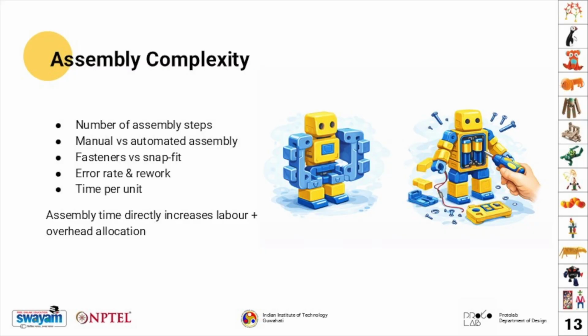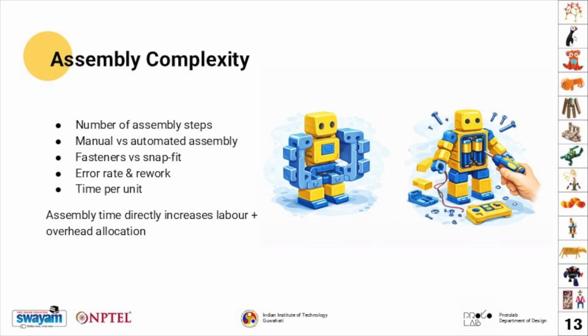Assembly is where design decisions become physically expensive. A toy may look elegant on paper, but the moment it reaches the production floor, every additional component, screw, wire, or decorative element becomes a time commitment. Time in manufacturing is directly tied to cost.